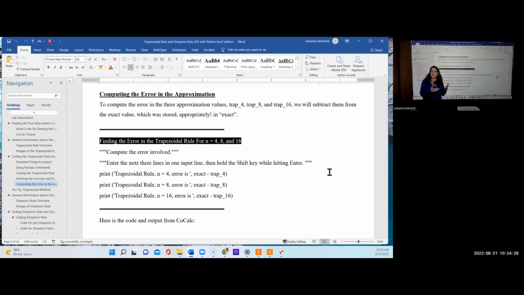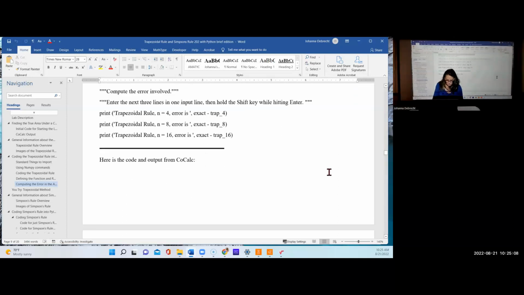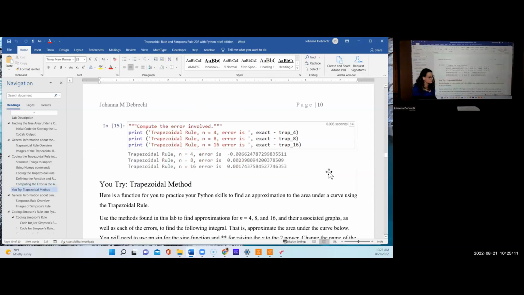So we want to estimate the error in what we're doing. We want to get a feel for just how accurate is the trapezoidal method. So we want to compute the error. Remember that the exact value, which I gave you, is stored in something called exact. So we want to compute the error involved, and we want to print trapezoidal rule n equal 4. Error is exact hyphen trap underscore 4. So we take the exact value and we subtract trap underscore 4. So the hyphen is interpreted as subtraction. And then print trapezoidal rule n equal 8. Error is same for n equals 16. What does the code look like? Now you can see the code right here.